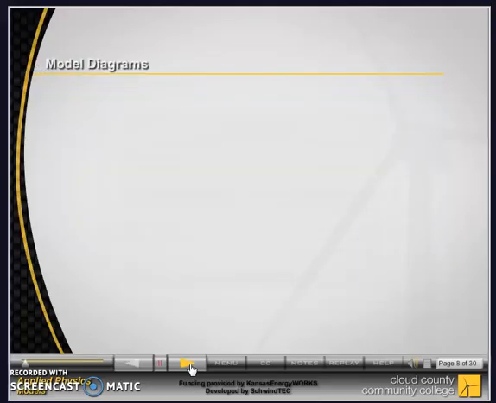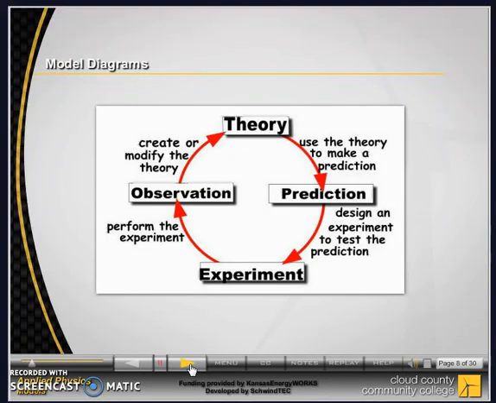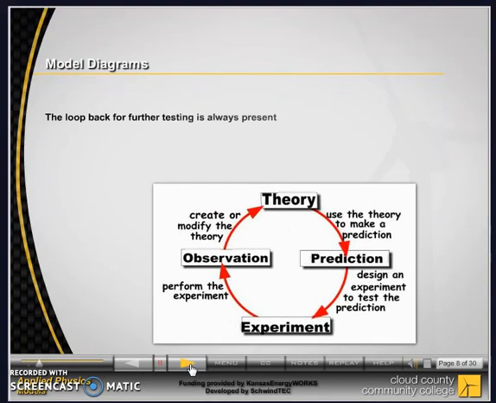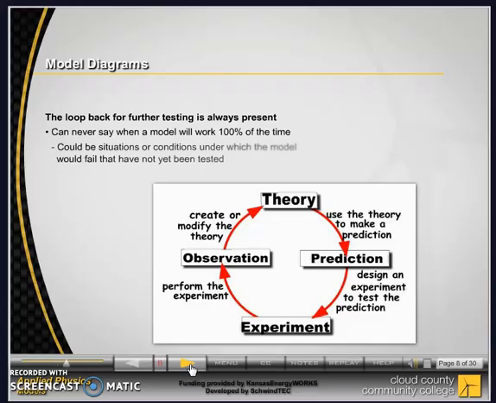Notice that in the diagram showing the important aspects of a scientific model, the loop back for further testing is always present. We can never say when a model will work 100% of the time. There could be situations or conditions under which the model would fail that have not yet been tested. On the other hand, once a model fails a test, we can say that model won't work 100% of the time.